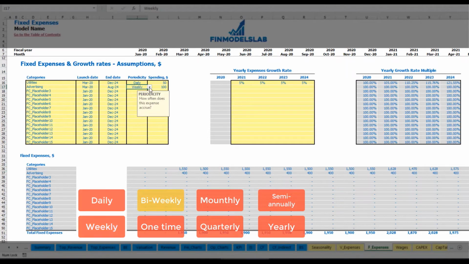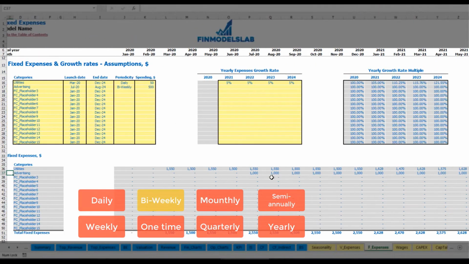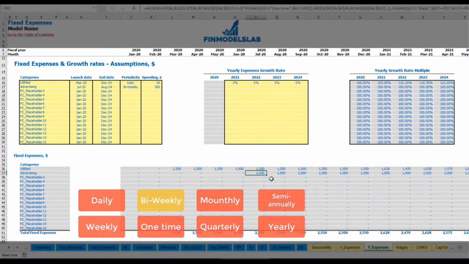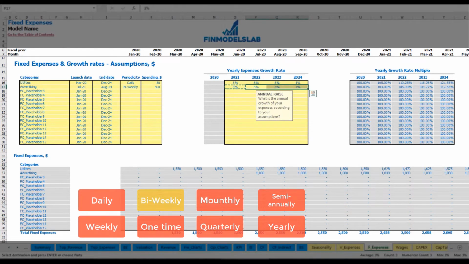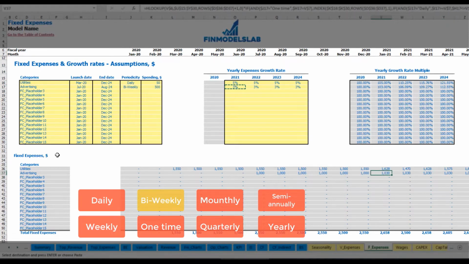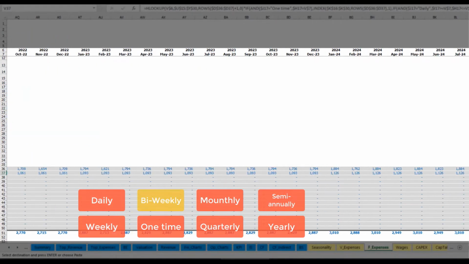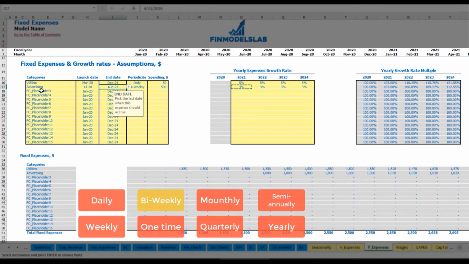And that's it. Another option is bi-weekly. For example, $500. You can start from July, for example, and you'll have 2 bi-weekly payments within the month. $500 multiplied by 2, you have $1,000 per month. Again, you can input some growth rate, and you will see that your advertising expenses will grow year over year till August 24, which is the last date of this expense type.